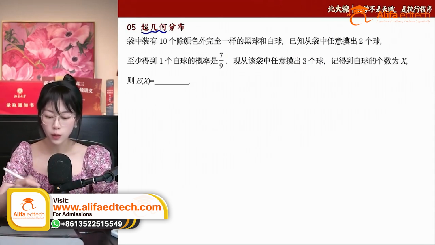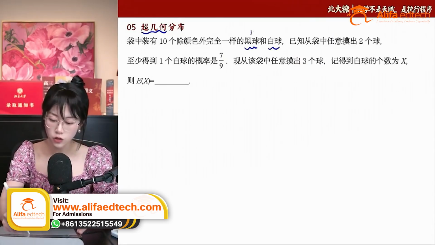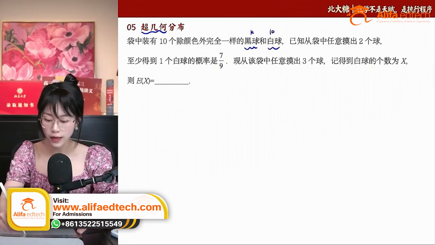Now, let's look at this problem. It says that a bag contains 10 black and white balls that are identical except for their color. So there are 2 types of balls. Let's suppose there are k black balls, then there are 10 minus k white balls.